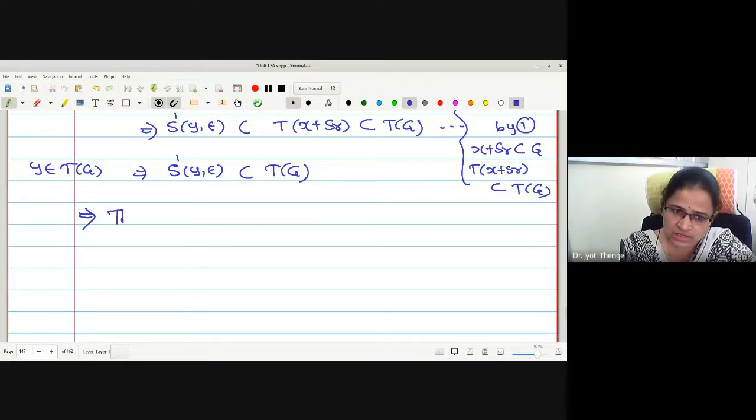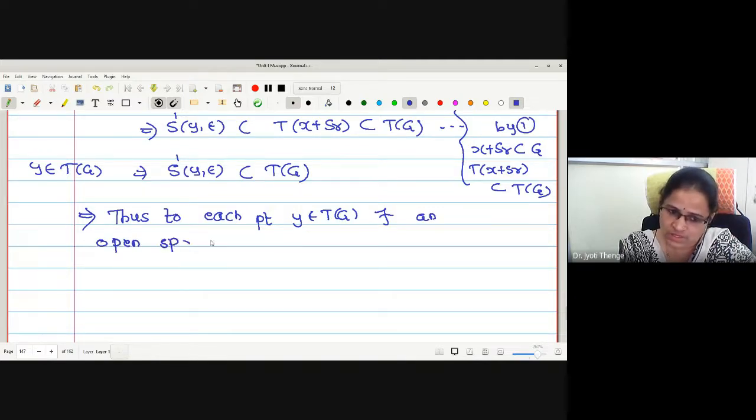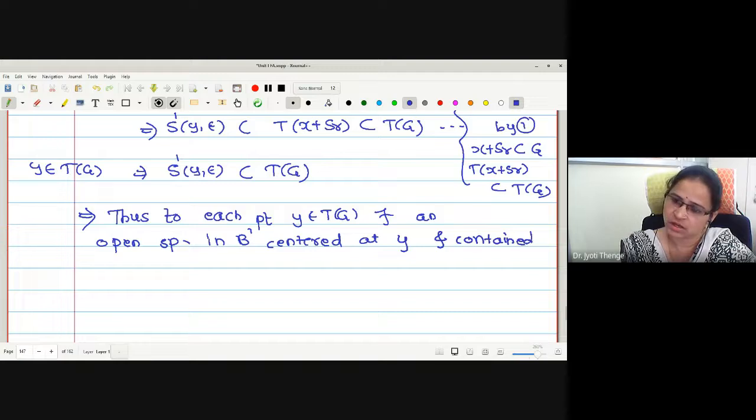Thus we can write that to each point Y in T of G, there exists an open sphere in B dash centered at Y and contained in T of G. Then what is the nature of your T of G? May I say T of G is an open set.